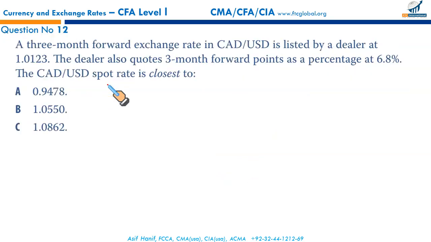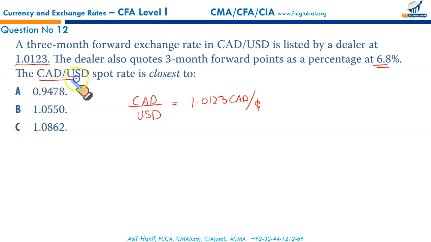Next. A 3 months forward exchange rate of Canadian dollar per US dollar is listed by the dealer at 1.0123. Let us write this down. Canadian dollar, the price currency per base currency, is equal to 1.0123 Canadian dollar per 1 US dollar. The dealer also quotes the 3 month forward points as a percentage at 6.8%. So we need to find the Canadian dollar per US dollar spot rate. That's the forward rate. We need to find the spot rate.